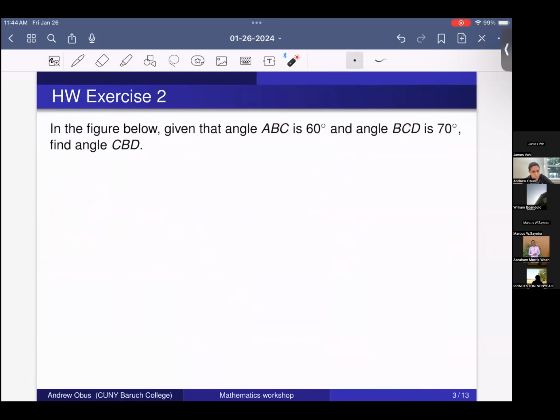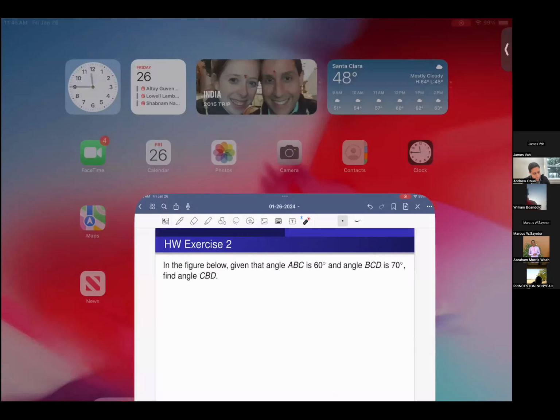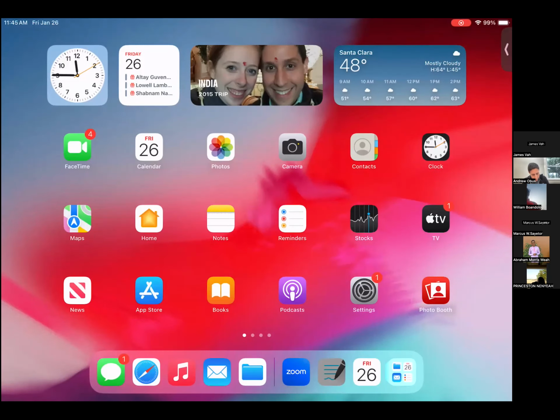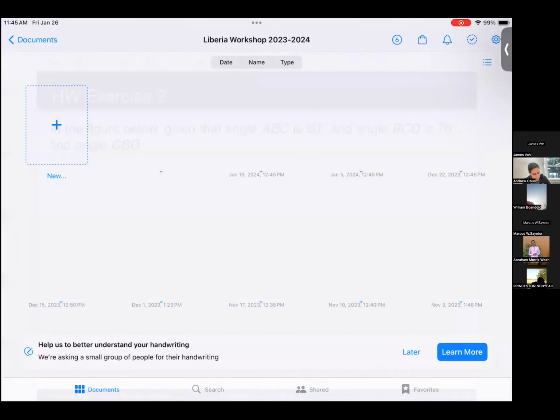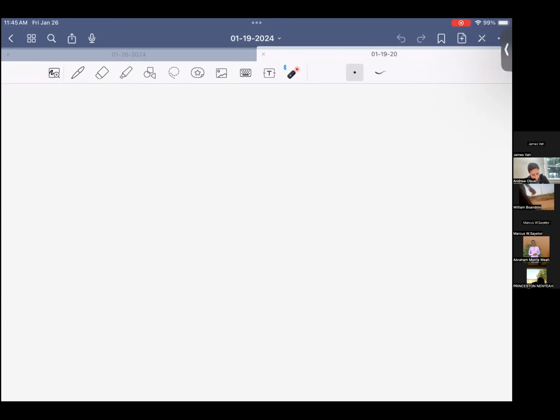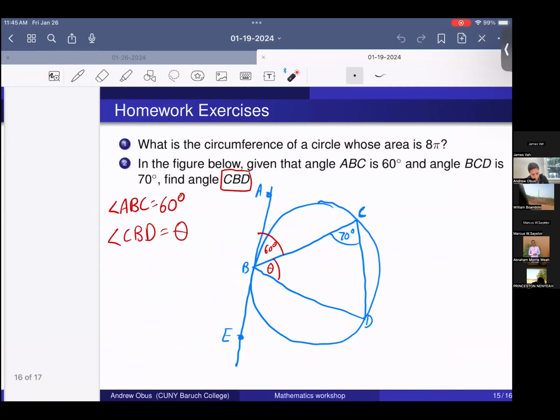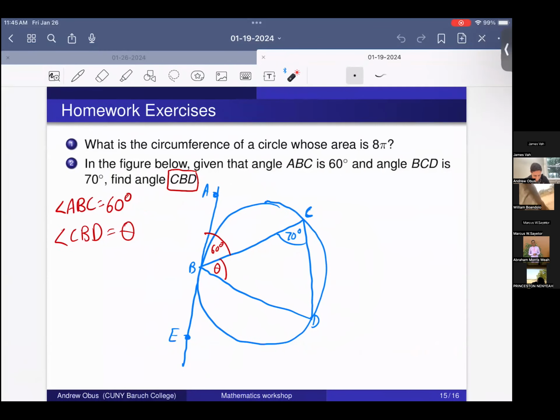Okay, where are we? 119. Oh, do I not have the handout? I think I never put this back on my computer, so give me 1 second. I need to just find the handout here. So what did the diagram look like? Okay, so this is 60 and a 70, A, B, C, D. Okay, so let's try that.